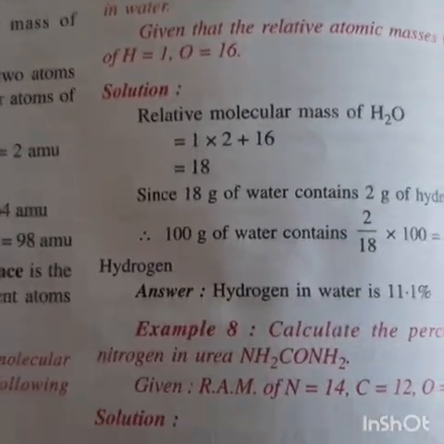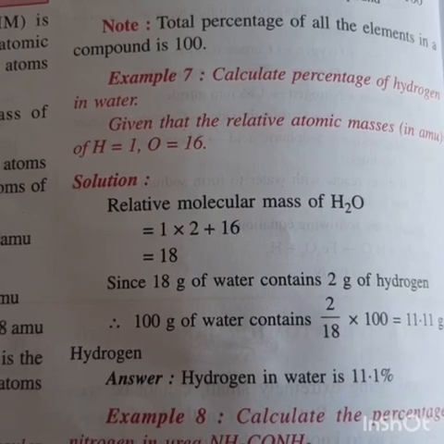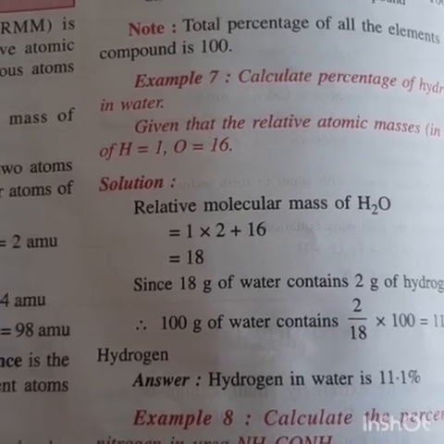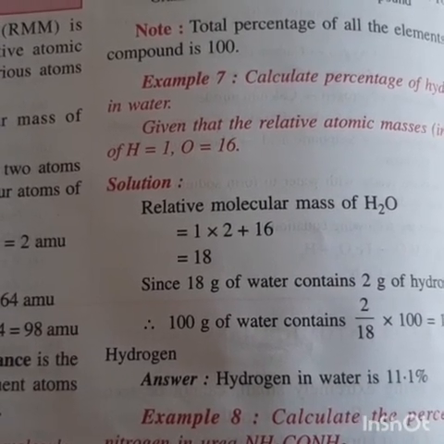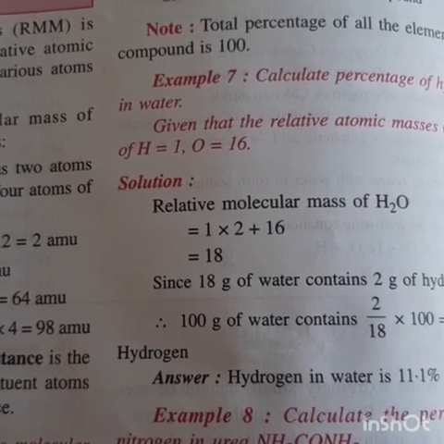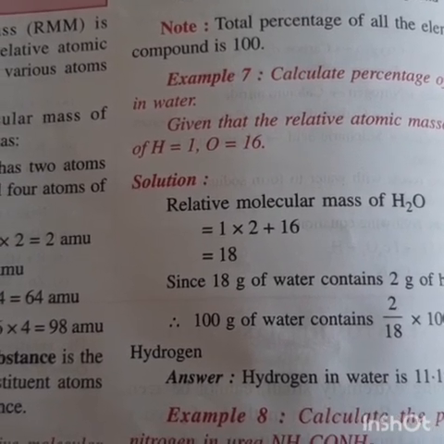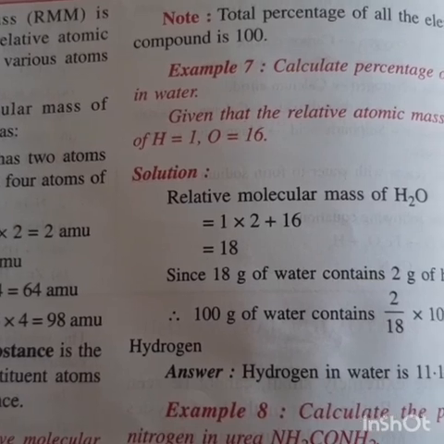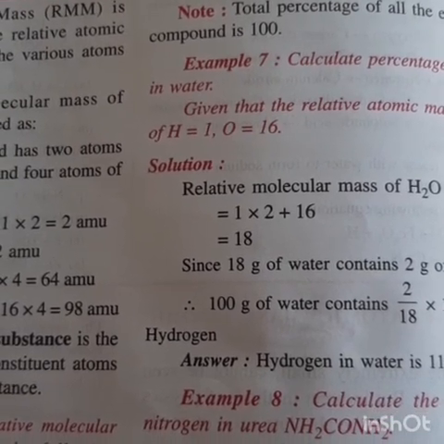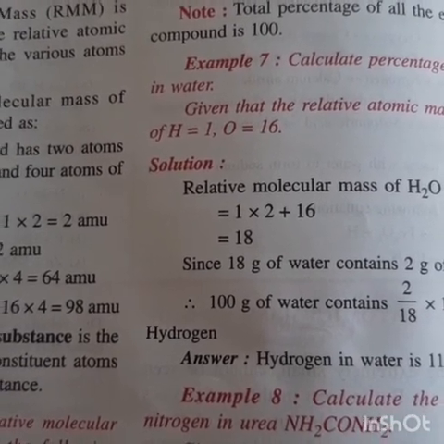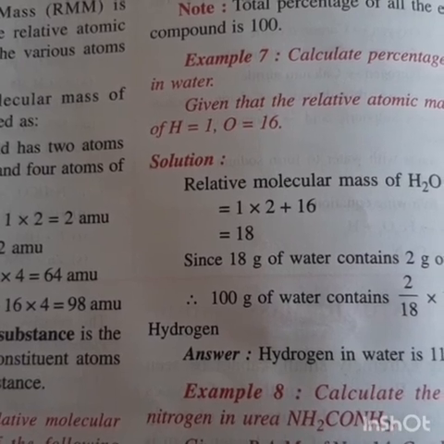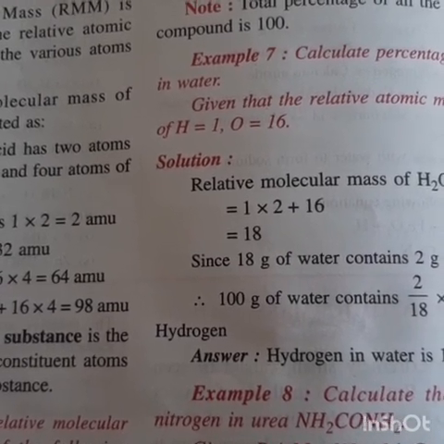For example, here one case is given: calculate the percentage of hydrogen in water. First I need to find the relative molecular mass of water. Water is made up of H2O, and its relative molecular mass is 18.